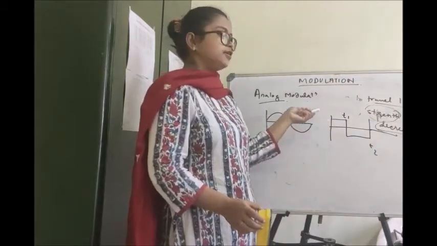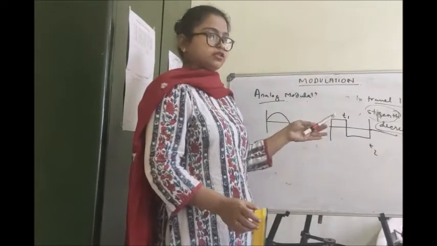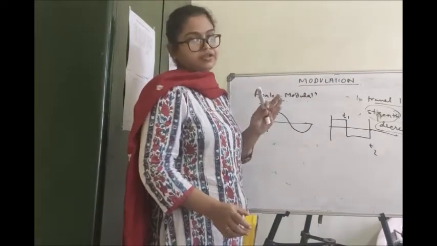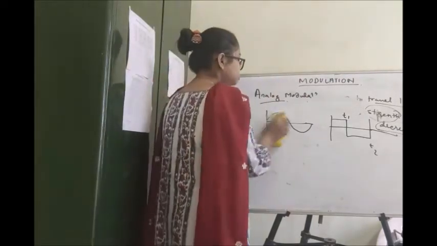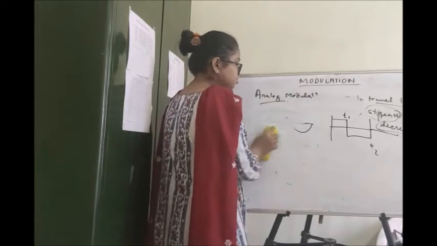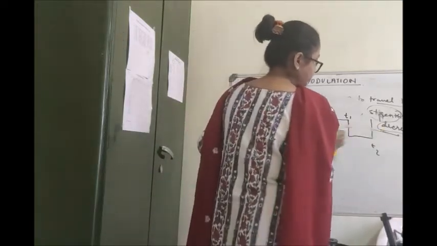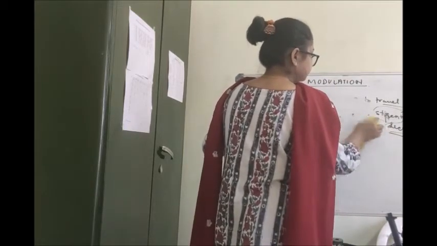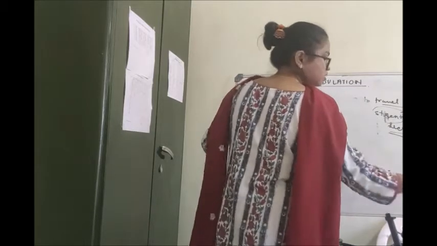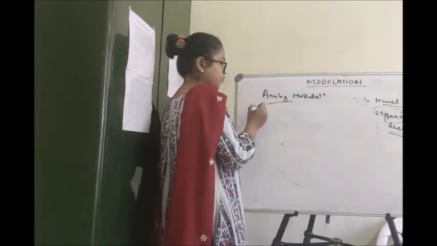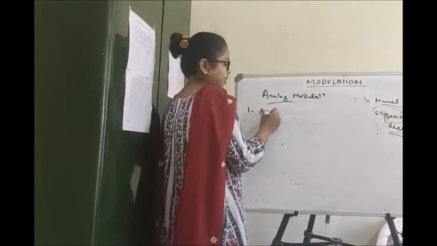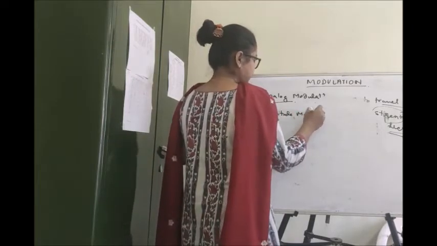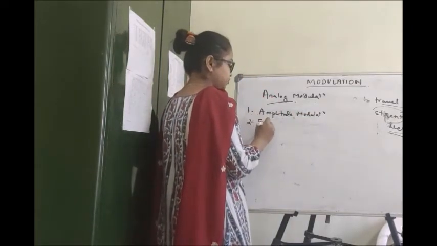At a particular interval, or at a particular time, the amplitude varies, not continuously. Okay. So this was about analog and digital signals. So what are the types of analog modulation we will discuss now? Analog modulation is of two types. One is amplitude modulation. Second is frequency modulation.